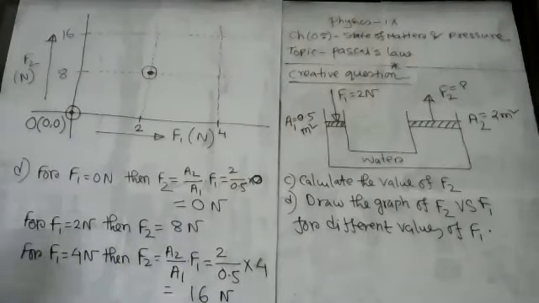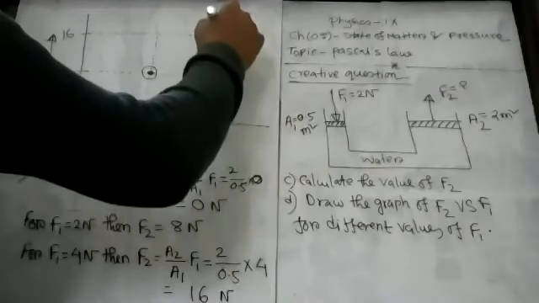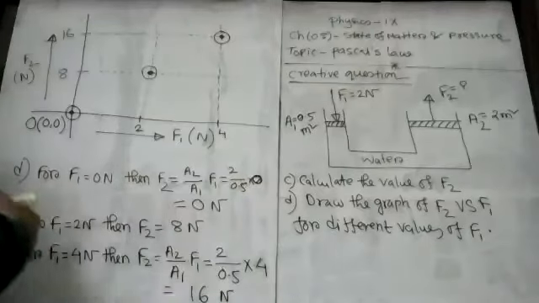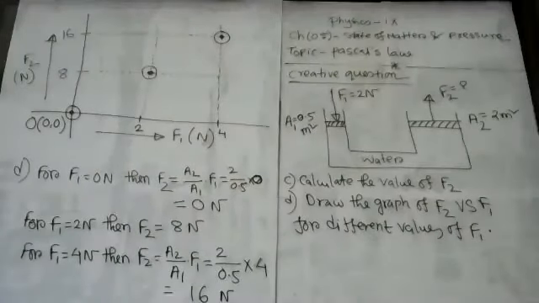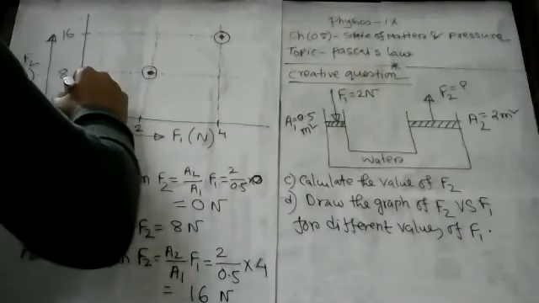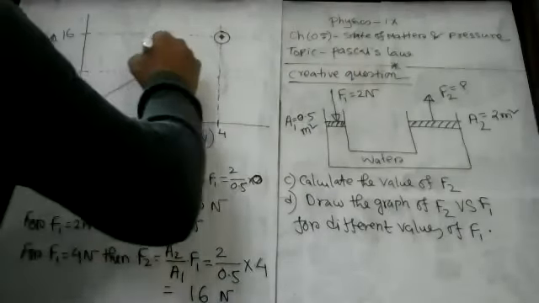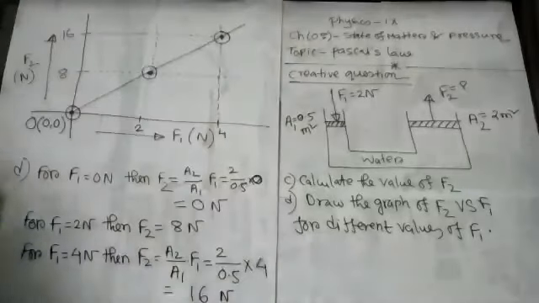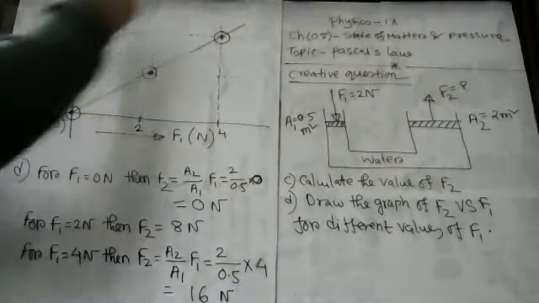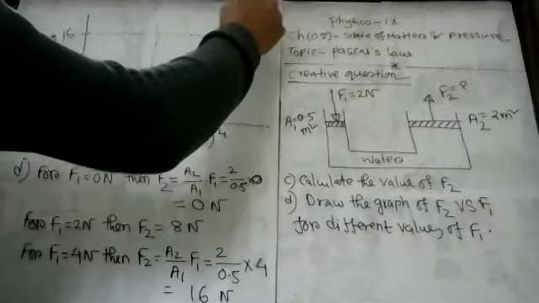Then join these points, my student. If you join those points, then you get, I think, a straight line, suppose up to point A.